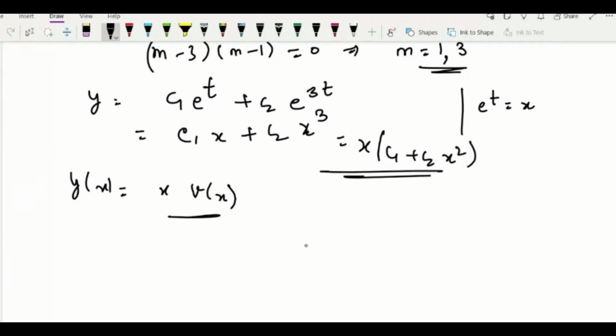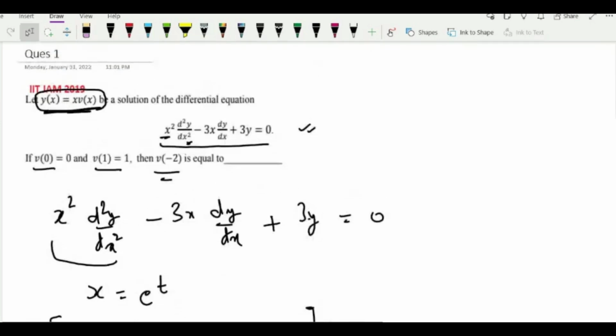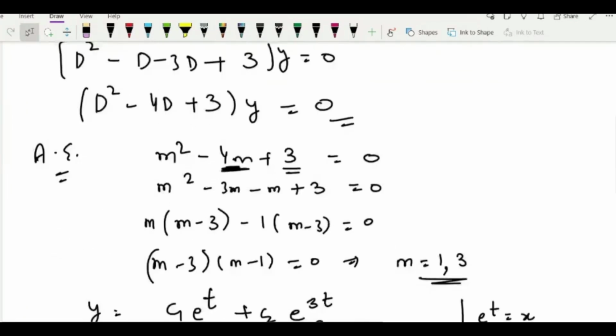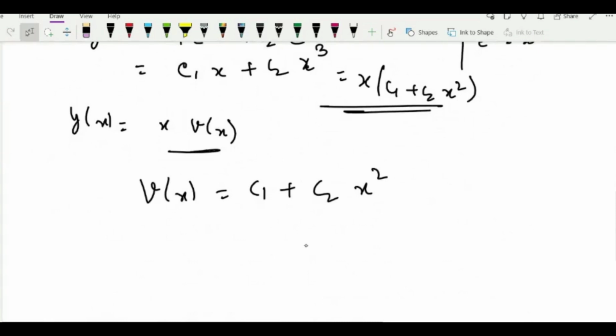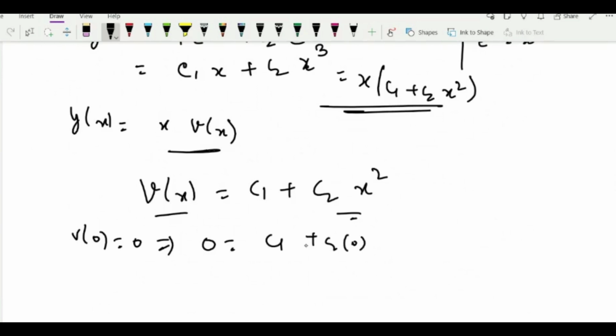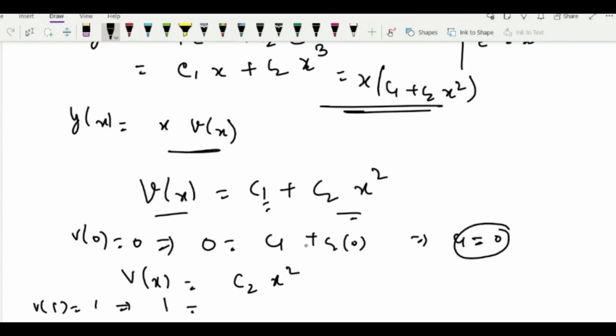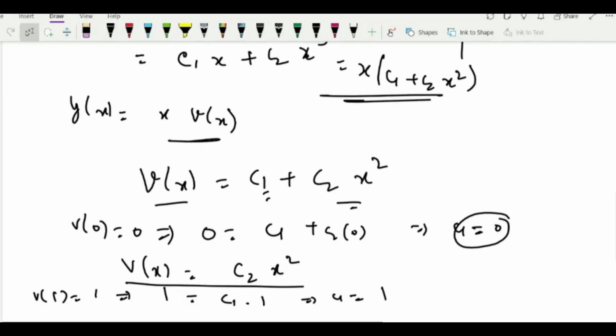When we compare this with this, we get Vx is equal to C1 plus C2 x square. So here we get the value of Vx, and V0 is equal to 0, V1 is equal to 1. Substituting this, when we put V0 is equal to 0, we get 0 is equal to C1 plus C2 into 0, which gives C1 is equal to 0. It means Vx becomes C2 x square as C1 is equal to 0. Now substituting V1 is equal to 1, we get 1 is equal to C2 into 1, which gives C2 is equal to 1. So we get Vx is equal to x square.